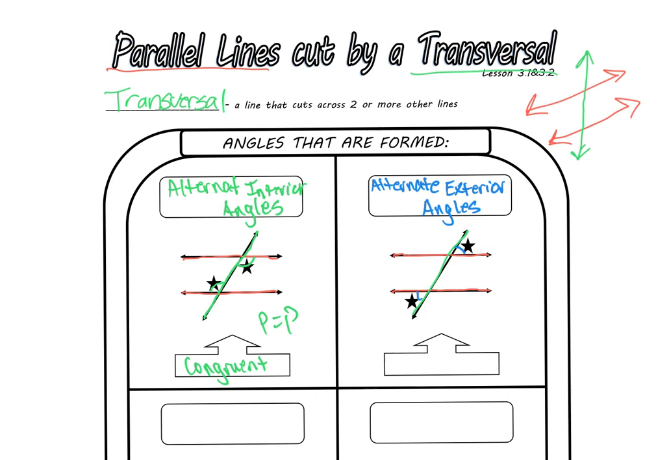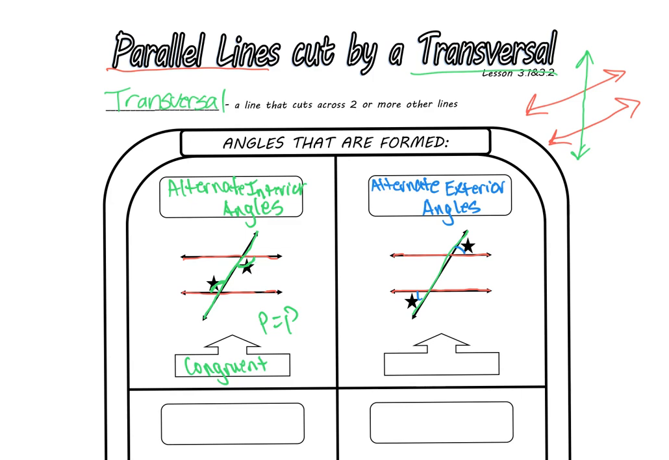Now, just to talk about what alternate and interior versus exterior mean. Alternate is talking about how, if we look at the first one here, the first star and the second star, those angles are on different sides of the transversal. Let's erase that arrow. This angle is on the right side of the transversal, whereas this angle is on the left side. Not only is it on the left side, but it's also touching the bottom parallel line, whereas the other angle is touching the top parallel line. So that's where we get alternate from.